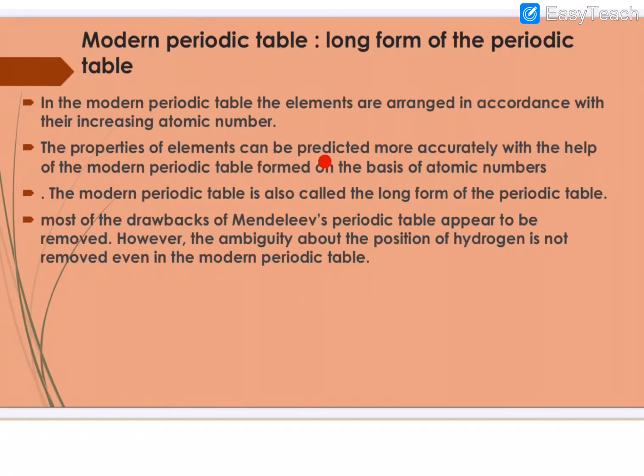The properties of elements can be predicted more accurately with the help of the modern periodic table, since it is formed on the basis of atomic number. Modern periodic table is also called the long form of the periodic table. Most of the drawbacks of Mendeleev's periodic table appear to be removed in the modern periodic table. The ambiguity about the position of hydrogen, that there was no proper position for hydrogen, was also solved.